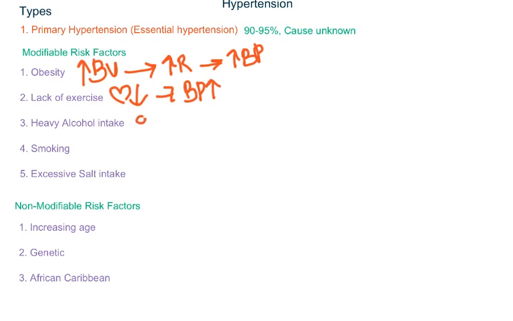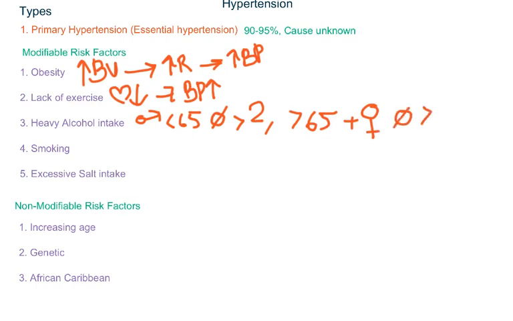So generally, males who are less than 65 years of age should not drink more than 2 drinks per day. And males who are more than 65 years of age, plus females of all ages, should not drink more than 1 drink per day.